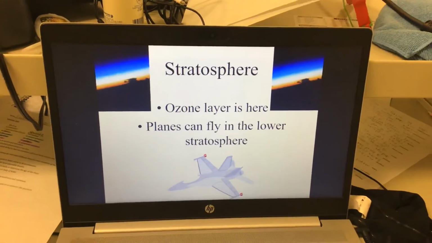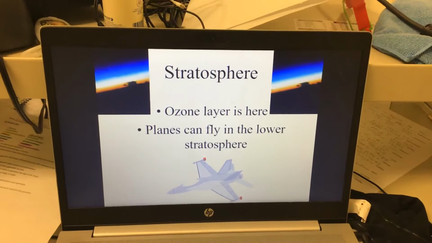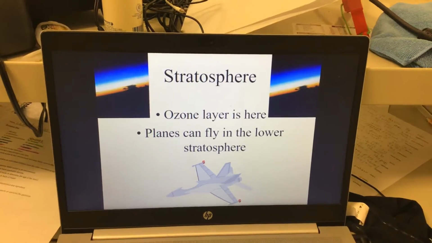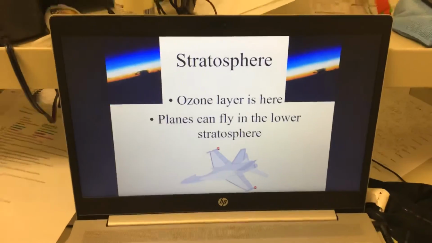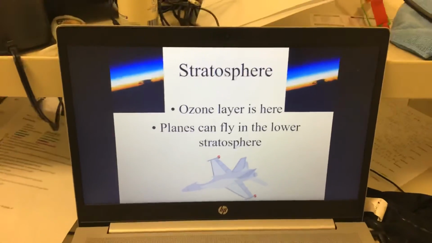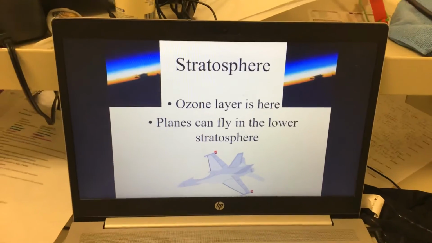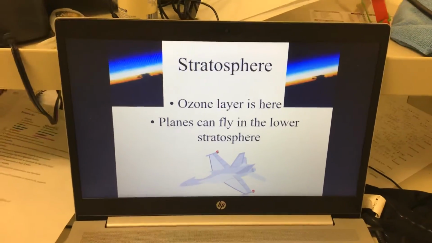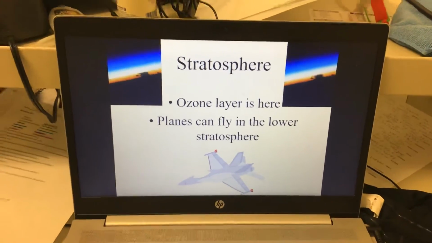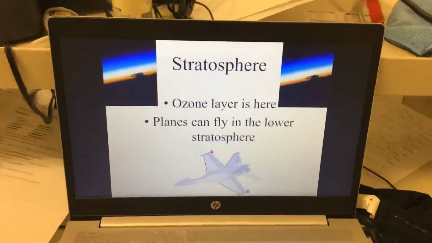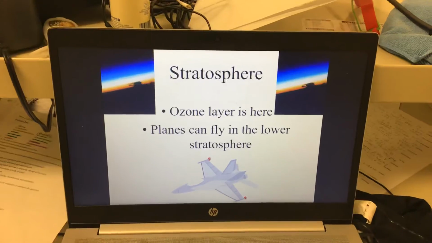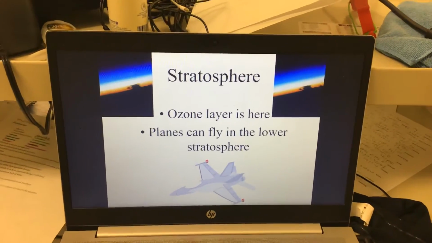So it goes troposphere and then stratosphere. For your test, you're going to need to know these in order, and you're going to need to know significant things about each one. So if I say, where is the ozone layer, you need to know stratosphere. Or I might say stratosphere, what's significant in there? And you'd say it contains the ozone layer, planes can fly here. Planes also fly in the troposphere, but they can fly in the stratosphere.